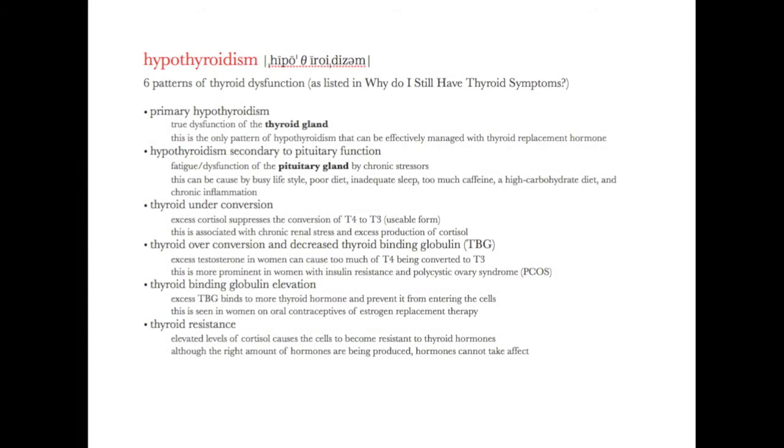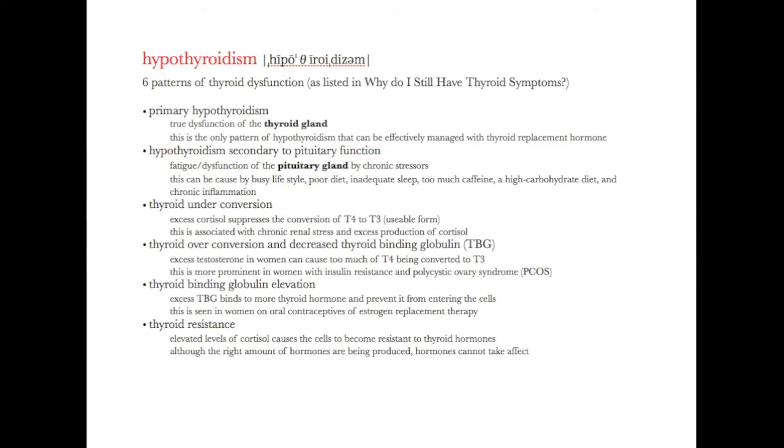To treat hypothyroidism, it's important to understand these 6 patterns of thyroid dysfunction. 1. Primary hypothyroidism. This is actually the true dysfunction of the thyroid gland. This is the only pattern of hypothyroidism that can be effectively managed with thyroid replacement hormones. 2. Hypothyroidism secondary to pituitary function.